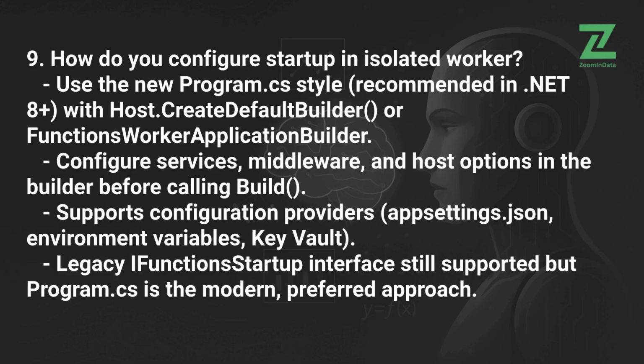9. How do you configure startup in isolated worker? Use the new Program.cs style, recommended in .NET 8+, with HostBuilder.CreateDefaultBuilder, or FunctionsApplication.CreateBuilder. Configure services, middleware, and host options in the builder before calling Build. Supports configuration providers, app settings, JSON, environment variables, Key Vault. Legacy IFunctionsStartup interface still supported, but Program.cs is the modern, preferred approach.